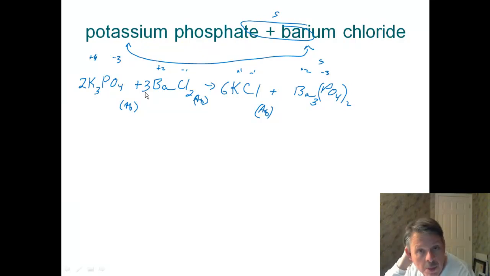So I'm now balanced. And I have included, whoops, I forgot something. Barium phosphate's a solid, so I have to put a solid after that. All right, everything is balanced. We should be good to go.